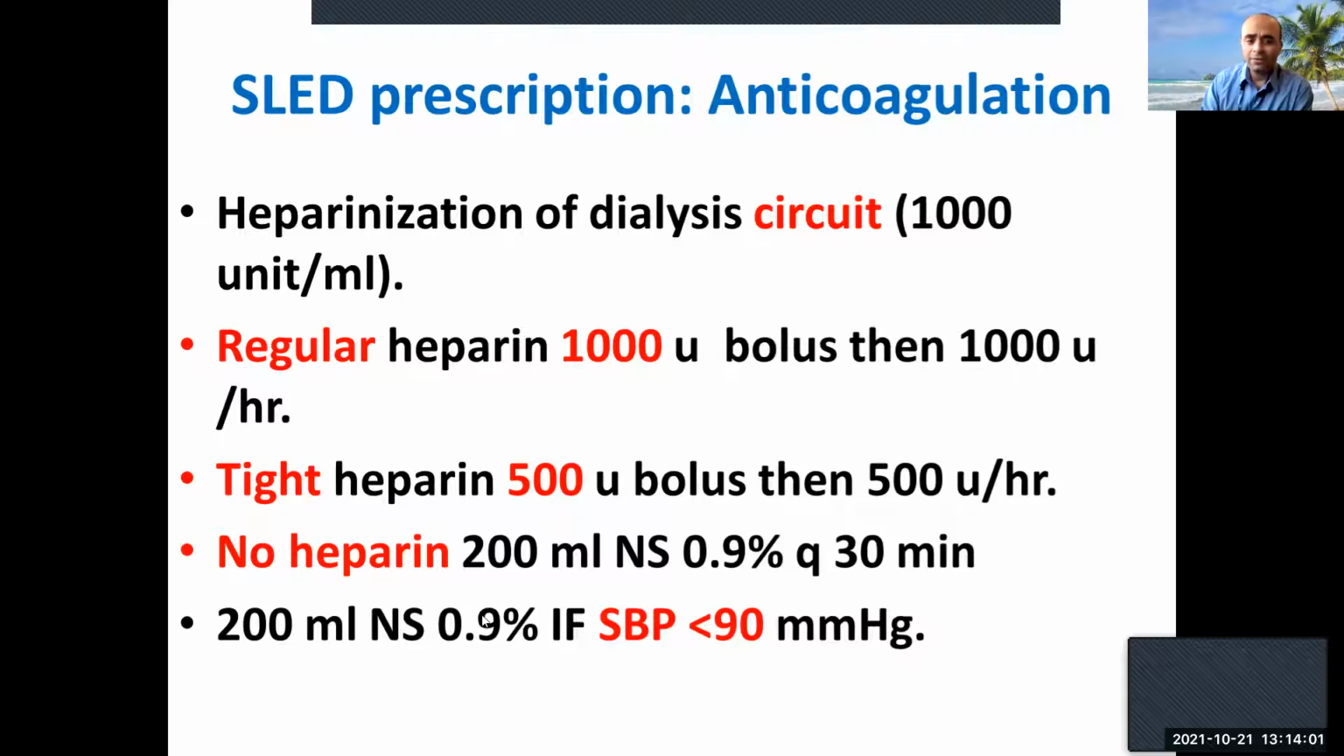For no heparin, we can use 200 ml normal saline maybe every 30 minutes or 1 hour as flushing. And 200 ml normal saline if systemic blood pressure drops below 90, just give it as an order for your nurse to keep your blood pressure stable during dialysis, and also increase the Levophed and the vasopressin and the other inotropic support for your patient.